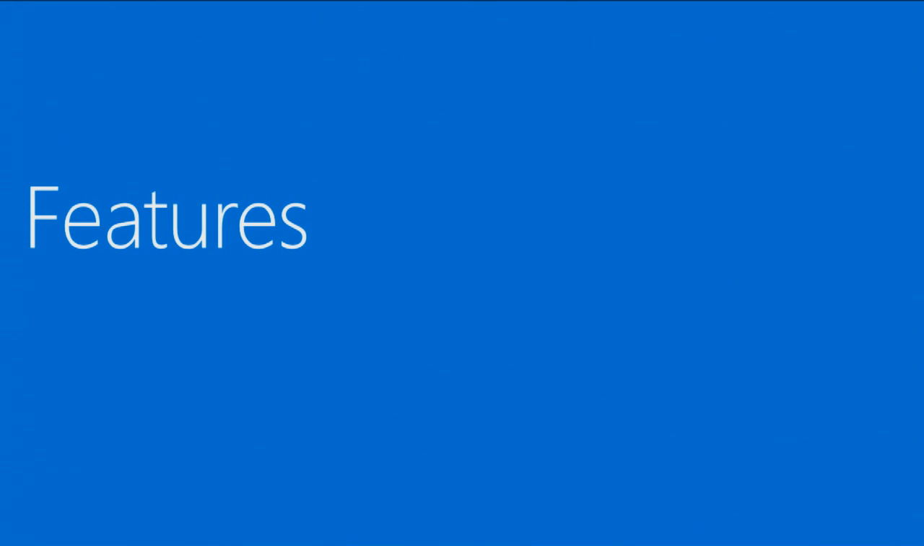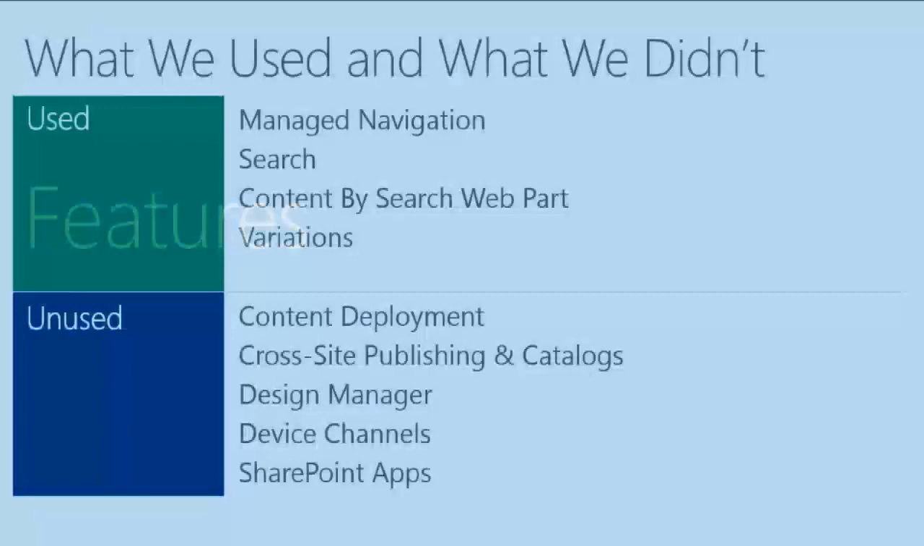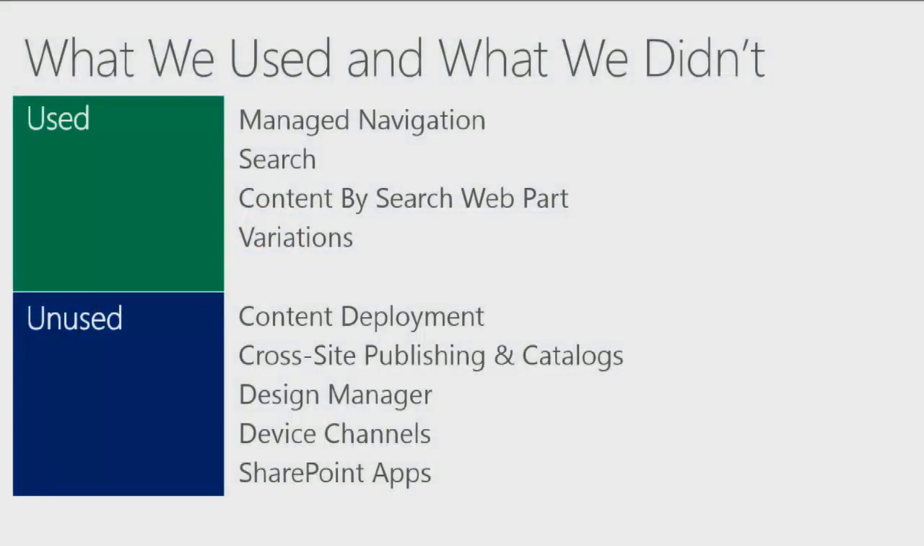All righty. So I think what you're going to see here is probably some surprises, some things we did not use. So we use managed navigation, search, variations as you would expect. But what we didn't use, well, we already mentioned content deployment. We had never had such a huge sigh of relief as being able to stop using content deployment because it was such a source of issues. It was an epic party. I mean, there was a celebration.